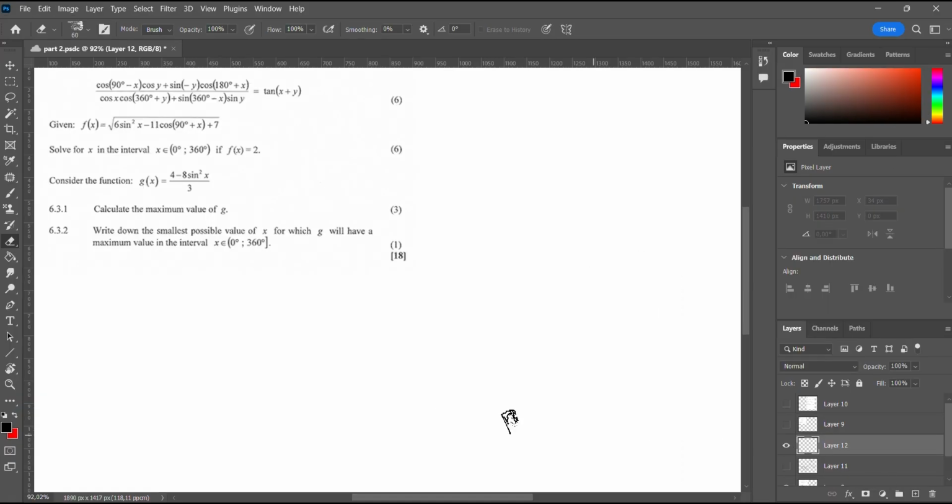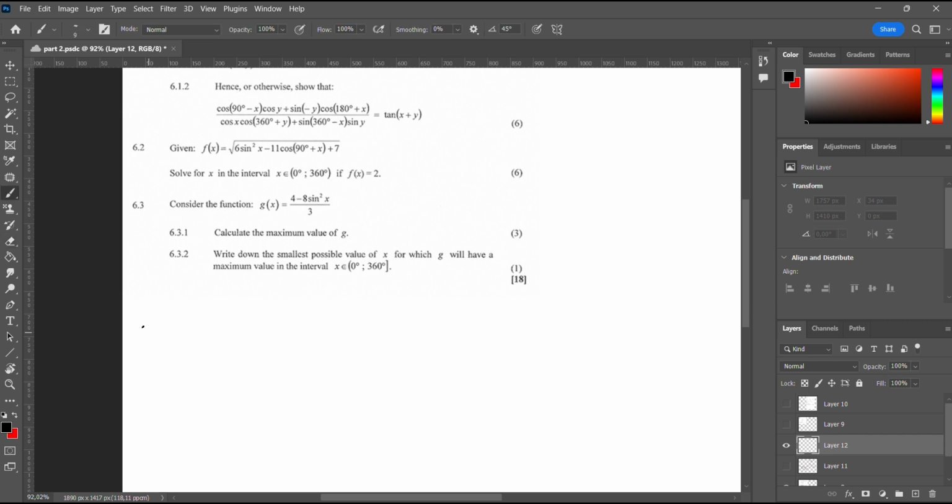Adding another layer, and doing 6.3. So 6.3, consider the graph g(x). We're going to do some proofing for this one too, but yeah. g(x) equals 4 minus 8 sine squared x over 3. Calculate the maximum value of g.